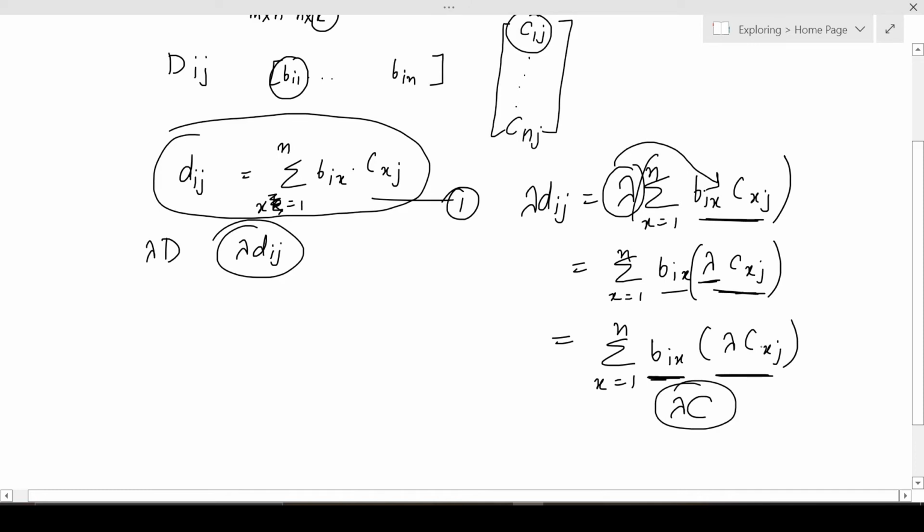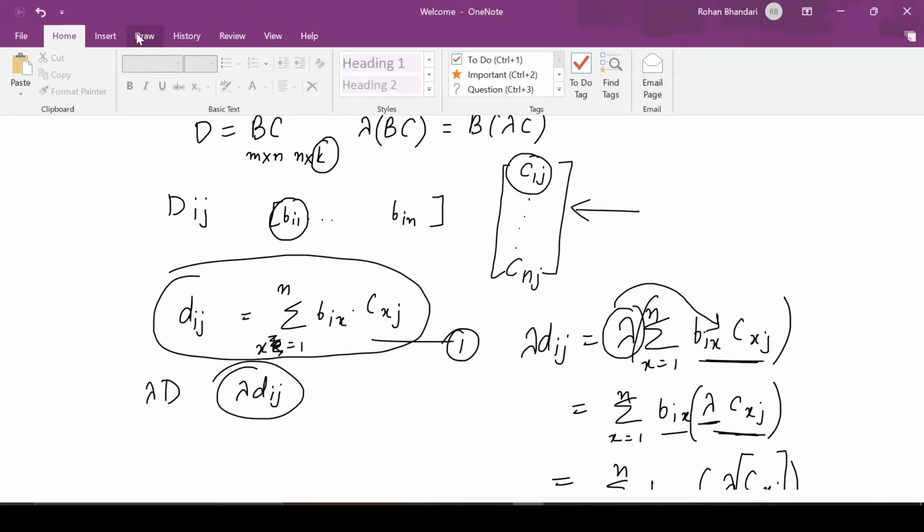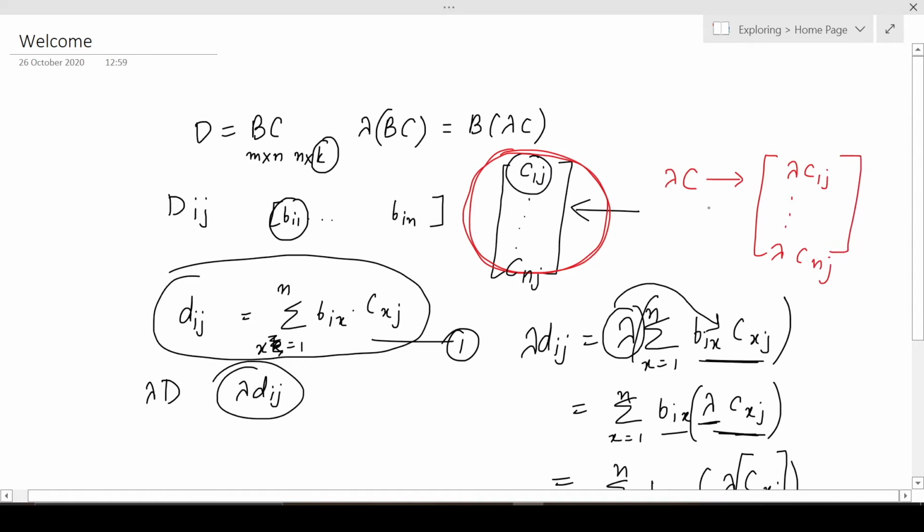Why? Because if I take the jth column of C, which was this, let me put it in a different color. So this was the jth column of C, right? And then the jth column of lambda C will look like this: lambda times C1j and so on, lambda times Cnj, right? So this is how the jth column of lambda C will look.